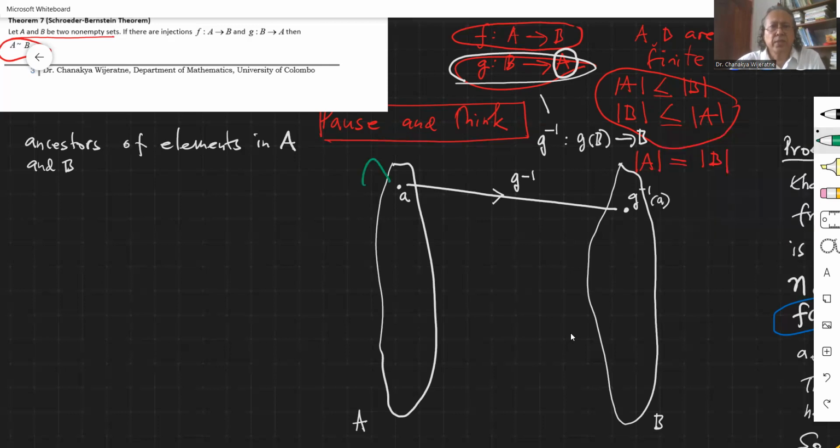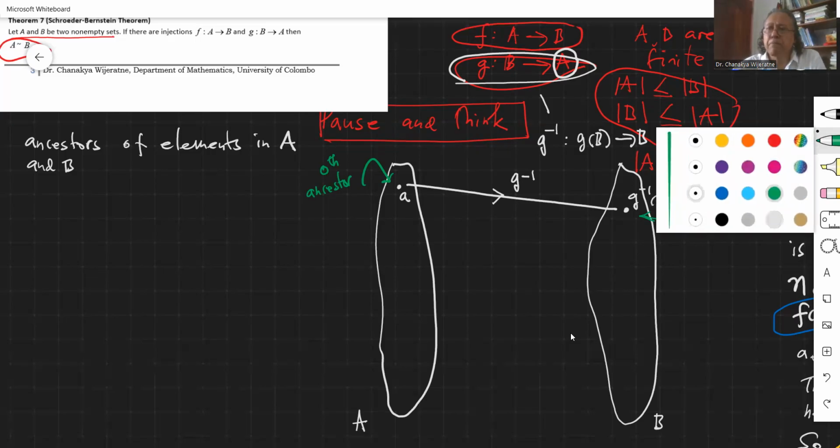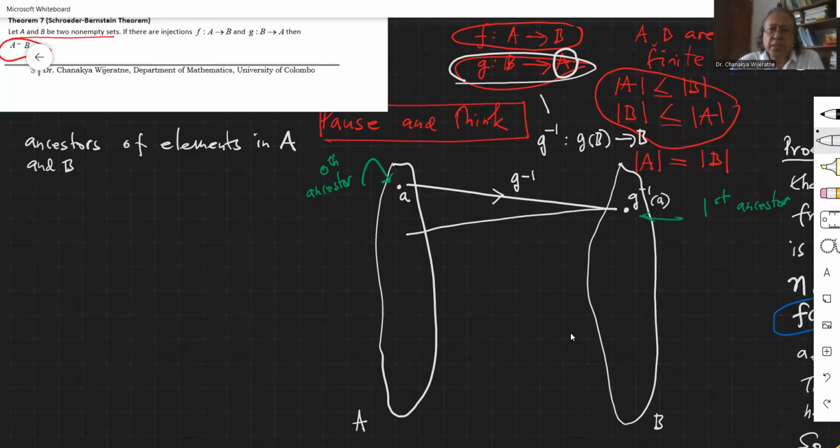So this is the zeroth ancestor, and this is the first ancestor, right? And it could be that we can go back using f inverse, if f inverse of g inverse of a exists.